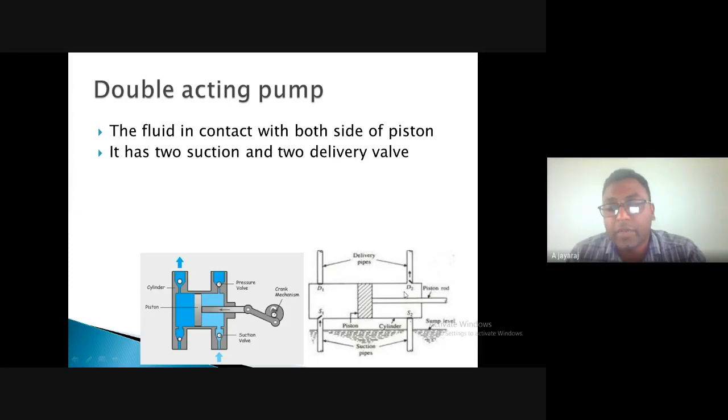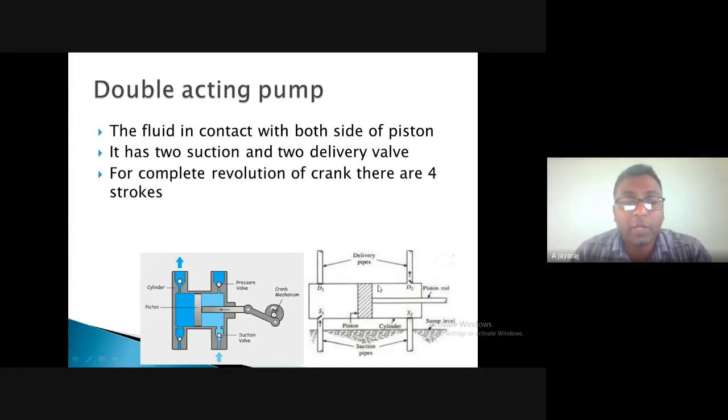When the delivery is completed on the right side, again it moves back, pushing the fluid collected on the left side to the delivery line, thereby performing a suction stroke on the other side of the pump. So it does two works simultaneously. It performs delivery, and at the same time it sucks fluid on the other side of the piston, and vice versa. The process completely repeats. For one complete revolution of the crank there are 4 strokes.